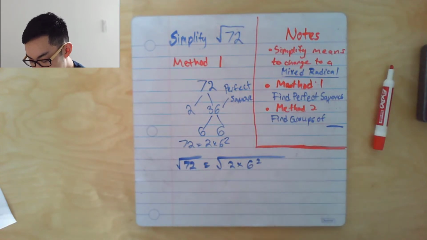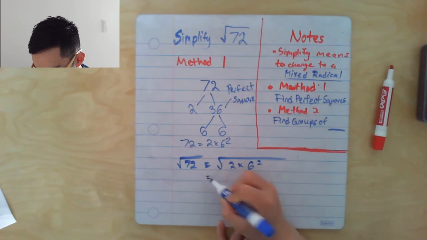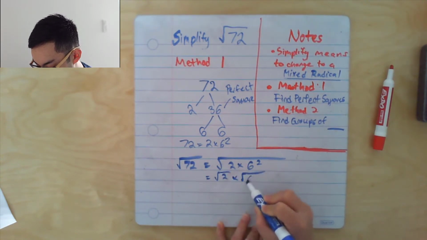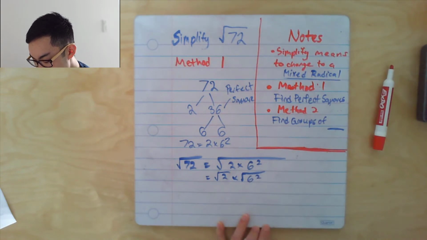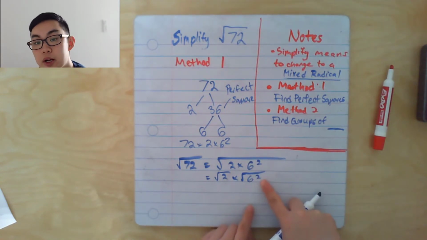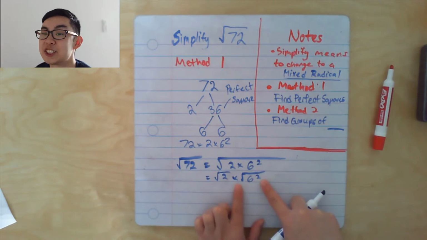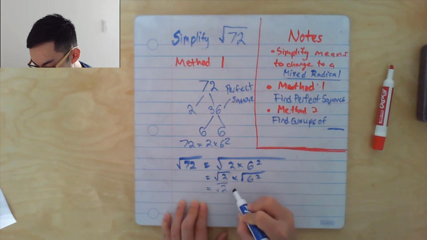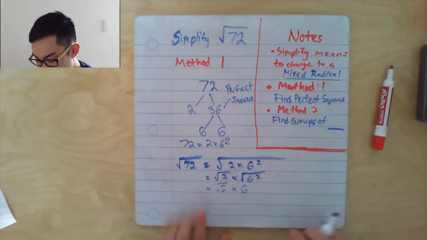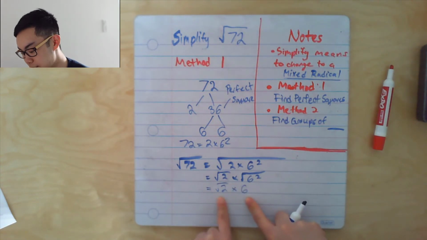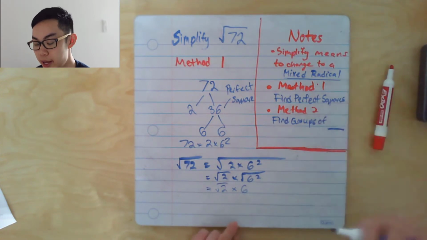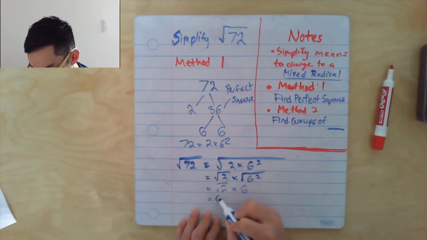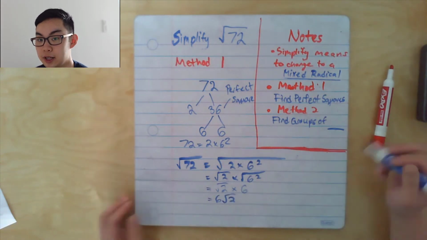And when I split this up, I'm actually going to get the square root of 2 times the square root of 6 squared. Okay? And when we have a square and a square root, they actually cancel out. So I'll be left with the square root of 2 times 6. And I'm just going to rewrite that quickly because I am looking for a mixed radical. And when we do so, the integer is in the front. That means I have 6 root 2 as my final answer.